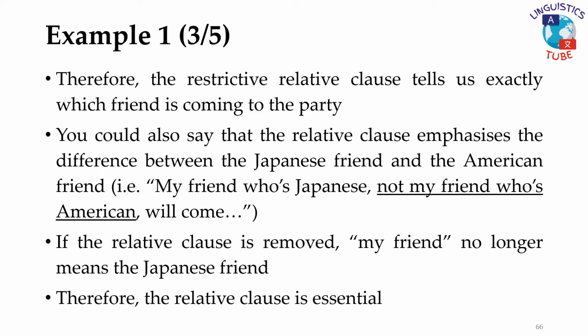Also, in terms of the context of the conversation, you could also say that the relative clause emphasizes the difference between the Japanese friend and the American friend. Therefore, the restrictive relative clause makes it very clear that it is the Japanese friend, not the American friend, who will come.